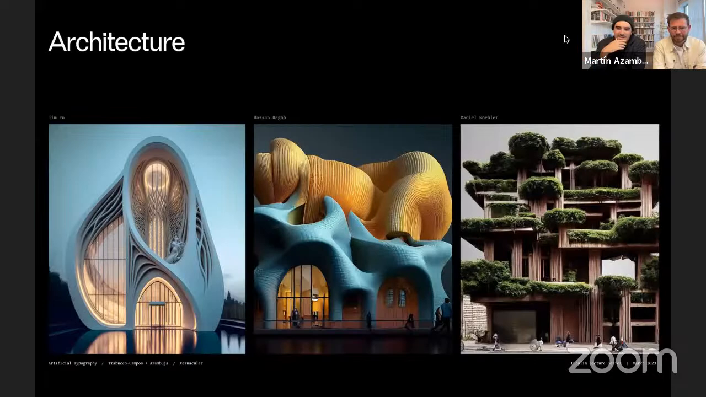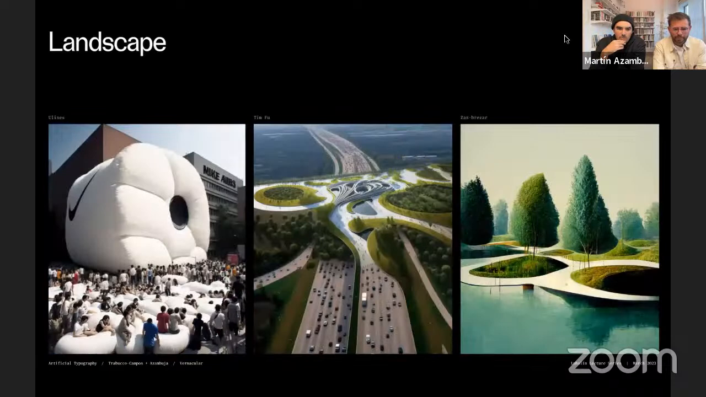Here are some examples also of architecture and how you can push the limits of the space, and how you can try different ideas, and how this can be a starting point for different things. Also, there are really cool applications in terms of landscape, and in terms of installations. There are even brands, for example, on the left, there are a lot of experiments with Nike and these kinds of installations that are really nice and great.